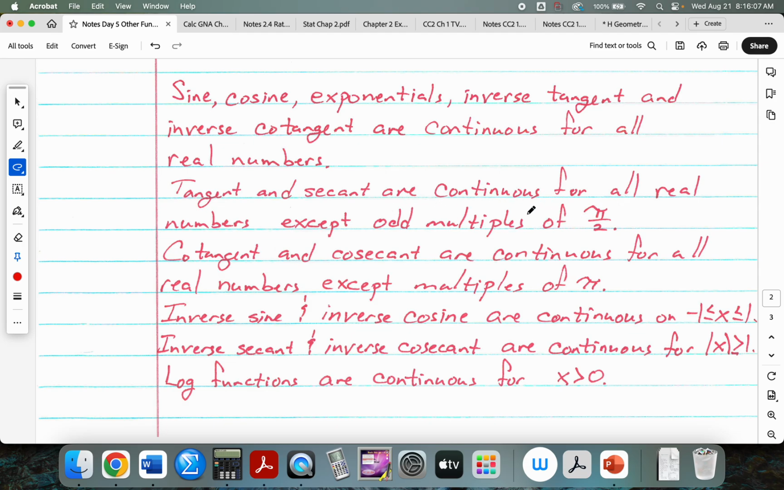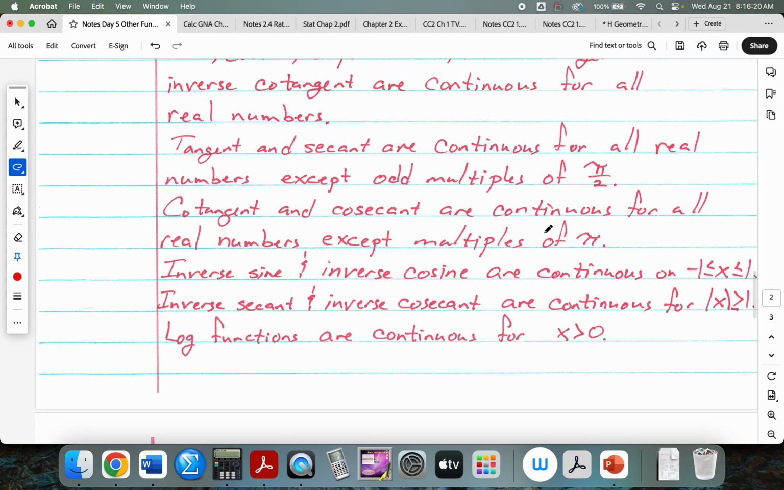Now, tangent and secant are continuous except for odd multiples of pi over 2. Pi over 2, 3 pi over 2, 5 pi over 2. Those are all places where it's not continuous. Cotangent and cosecant, same except for its multiples of pi.